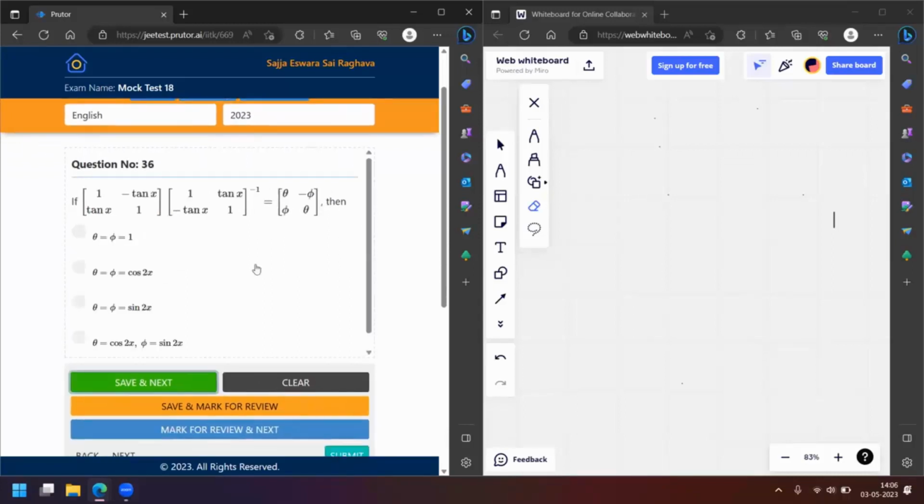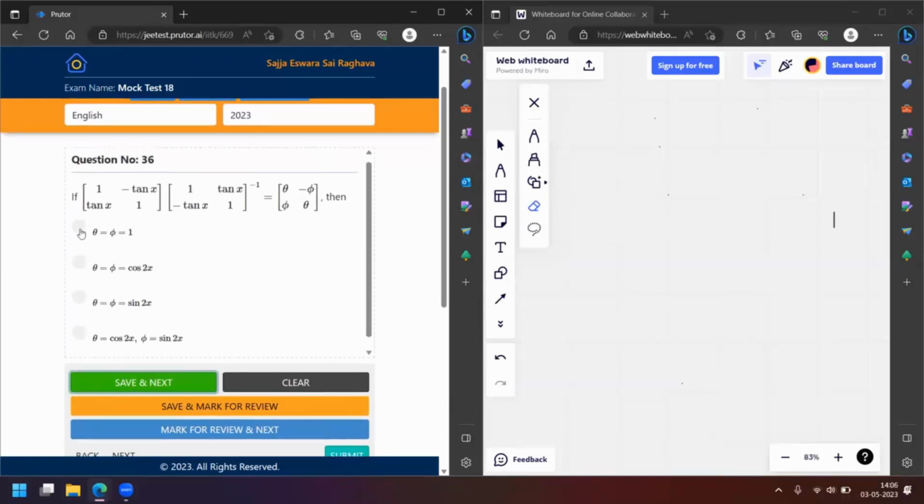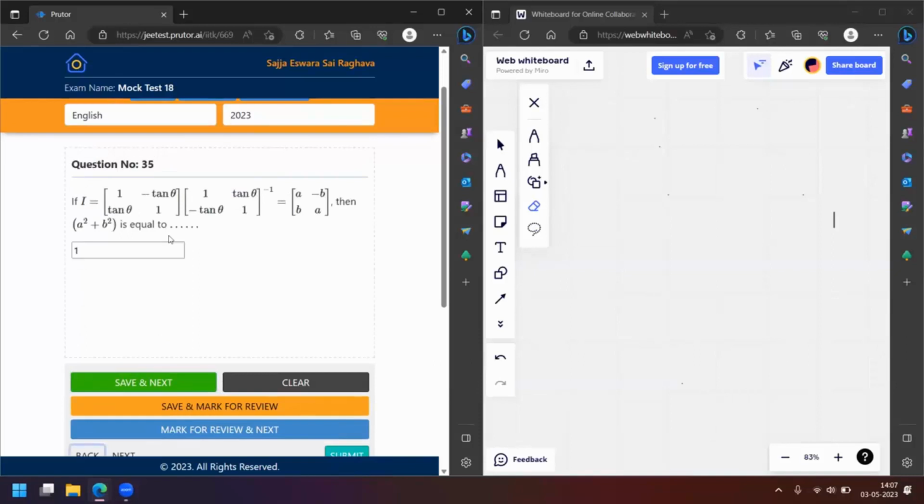Question number 36. This is the same question as the previous one. This is not the same question. So we can see here tan theta, it has minus here, not here. If it is minus here, we can say directly it is a multiplication of a matrix and a unit matrix.